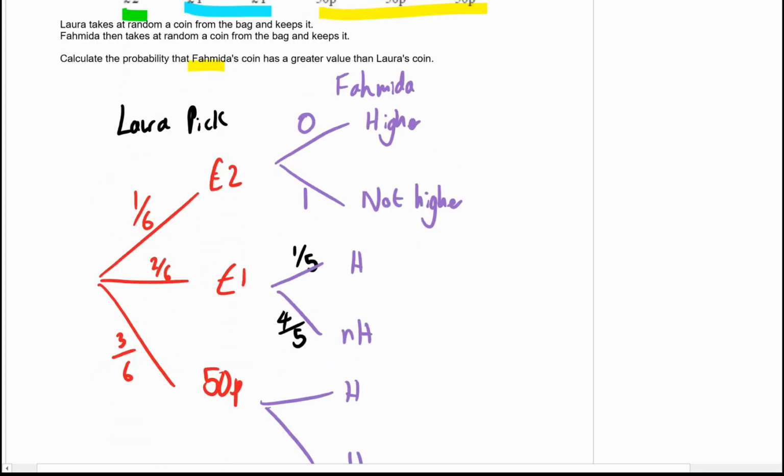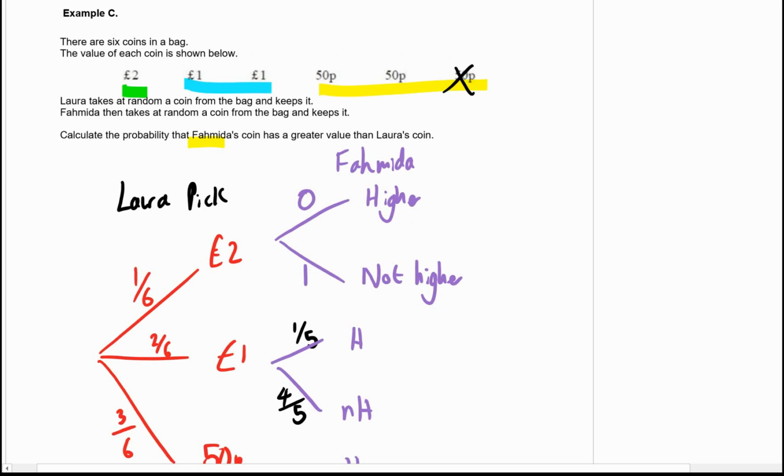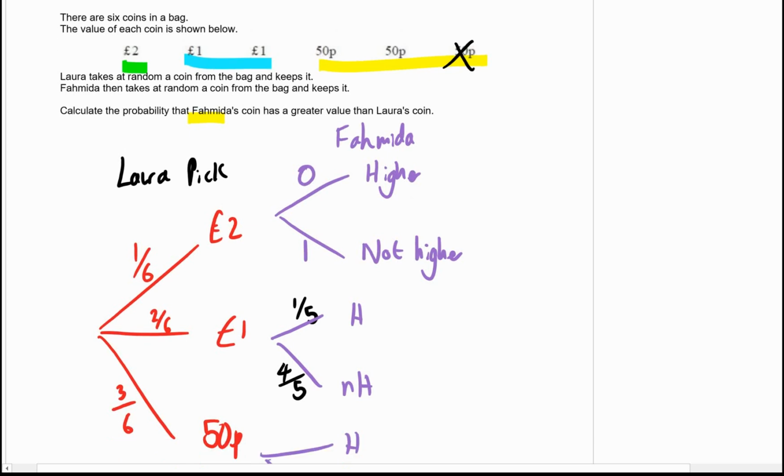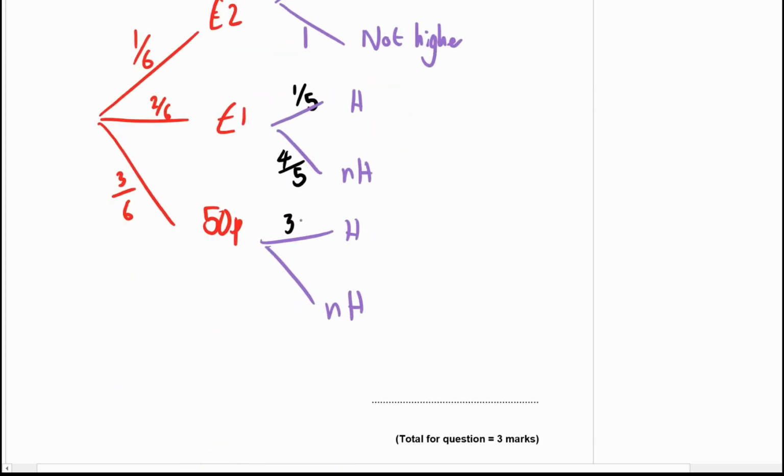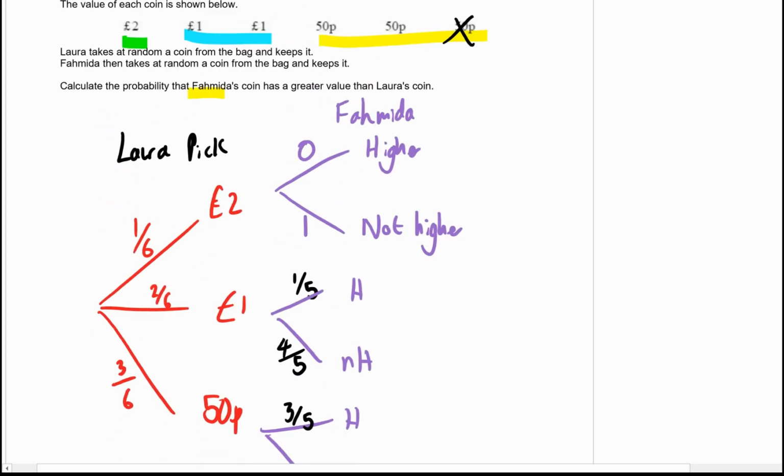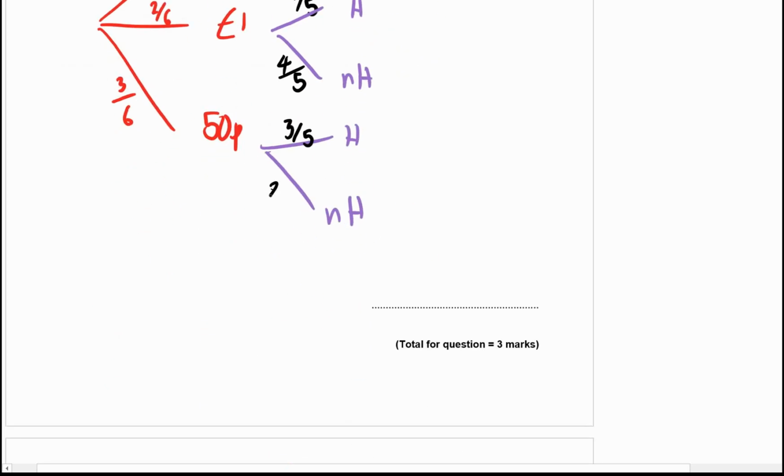Okay, the last one. If Laura gets a 50p, she's got one of these 50ps. There are 3 coins with a higher value on it, and there are only 5 coins left again, and there are 2 coins which do not have a higher value than it.